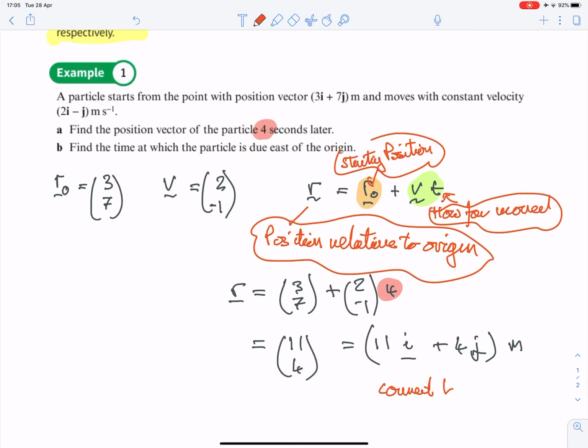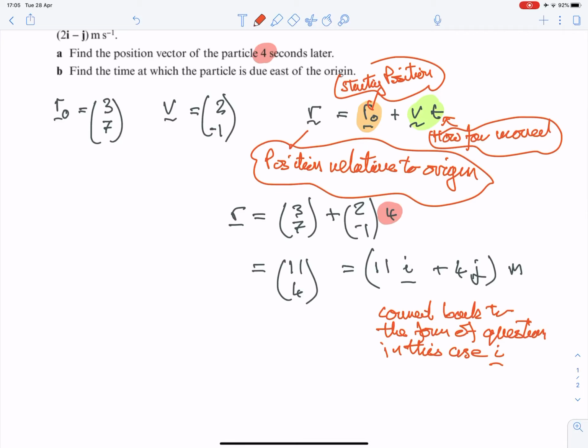So convert back to the form of the question, in this case i and j.